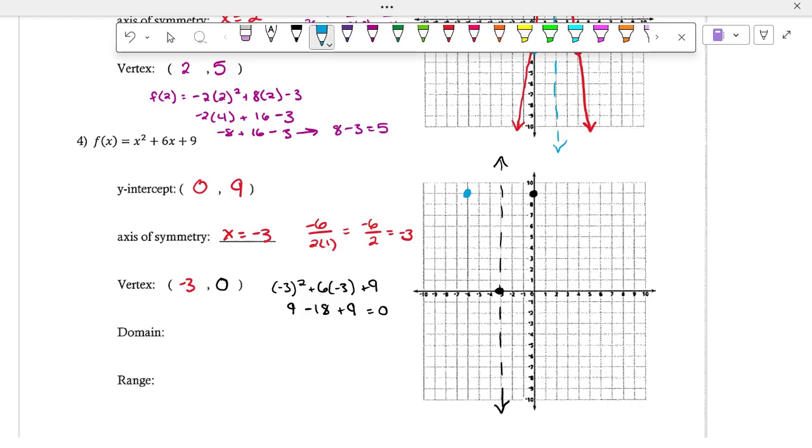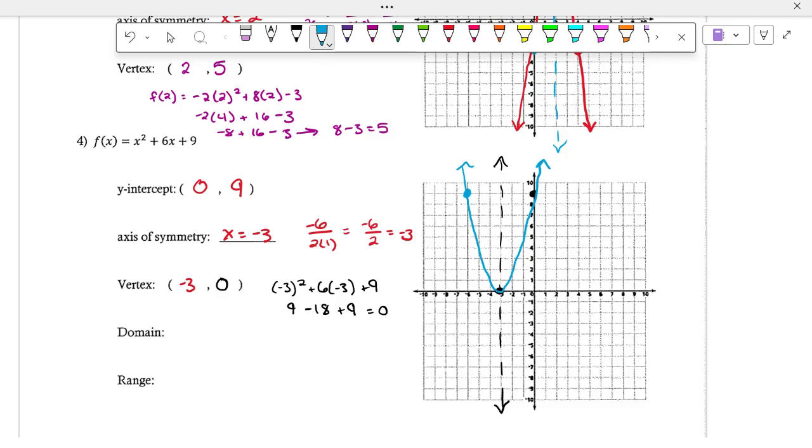So what direction is it supposed to open? It opens up, all right? Because the A value is positive. So our graph will look something like this. Now, for this particular graph, what's true about the vertex? It's also a what? It's also a 0 or x-intercept. All right. So this is one of those special cases where this quadratic only has one x-intercept instead of two. It's because the vertex is the x-intercept.